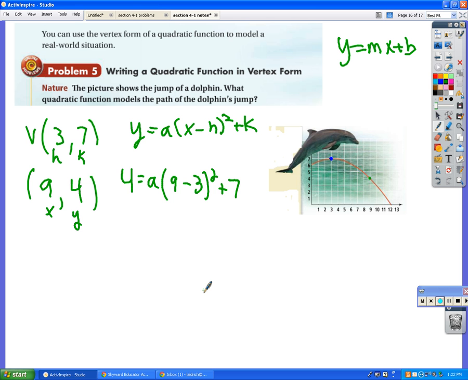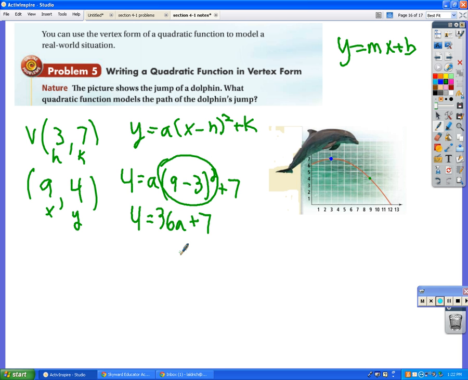What do I do first? Parentheses. So 9 minus 3 is 6. What do I do after inside parentheses? Square it. So 6 squared is 36. Okay, so this gives me 4 equals 36a plus 7. Right? I just did this piece right here in my head. 9 minus 3 is 6. 6 squared is 36. So instead of 8 times all that, it's 36a.